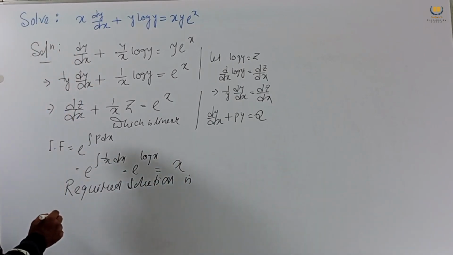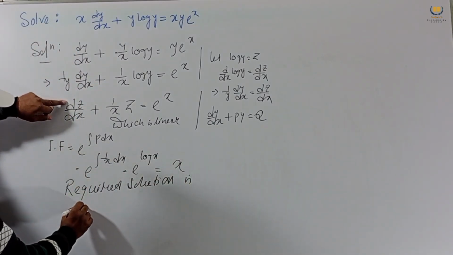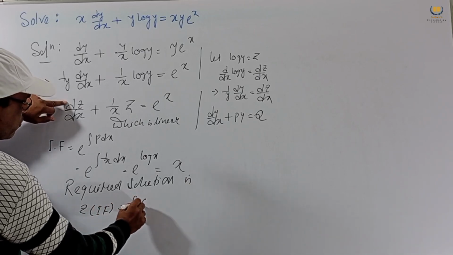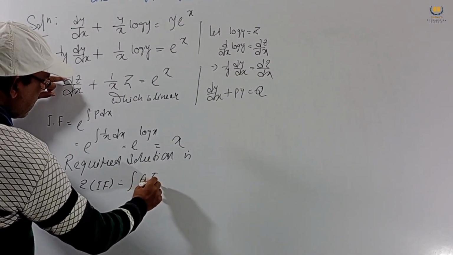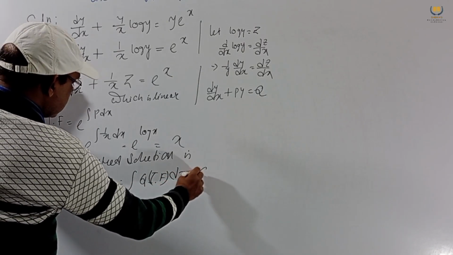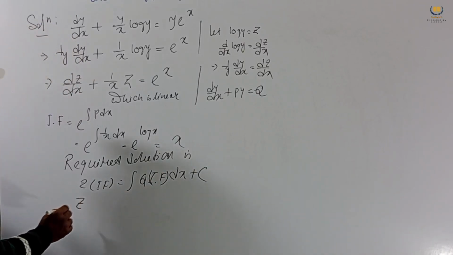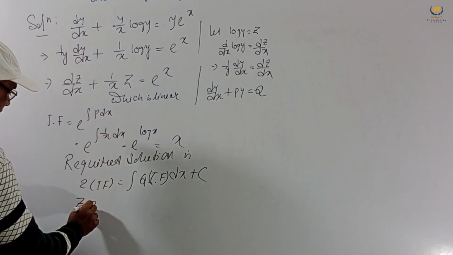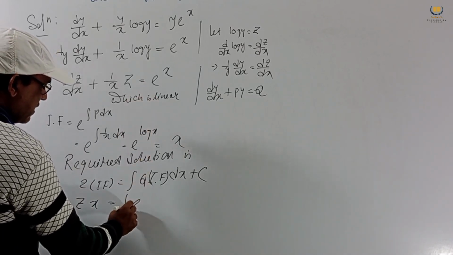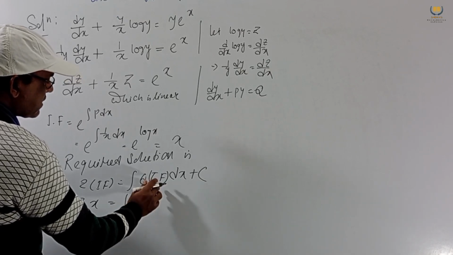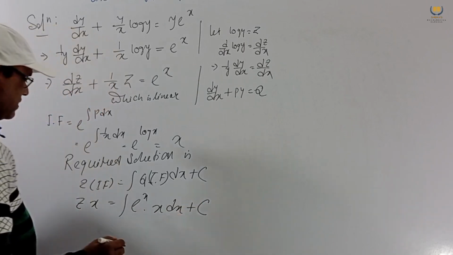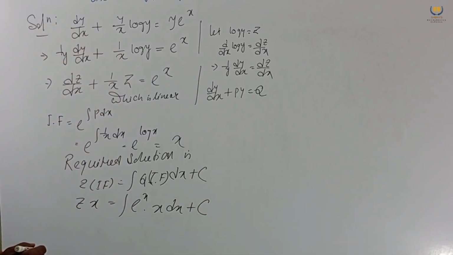The solution is y into IF equals ∫q into IF dx plus c. Here z into IF means we just get x, and q means the right hand side, x e to the power x, and IF is x, so ∫x e to the power x · x dx plus c. We get this one.